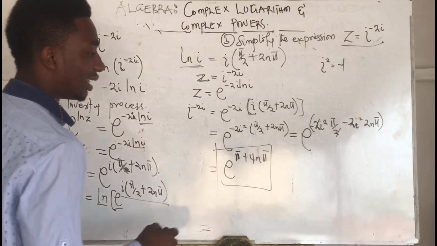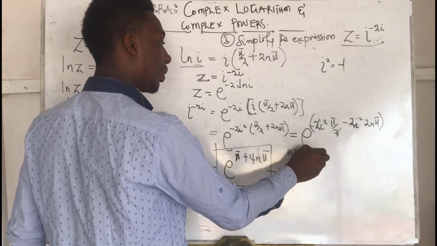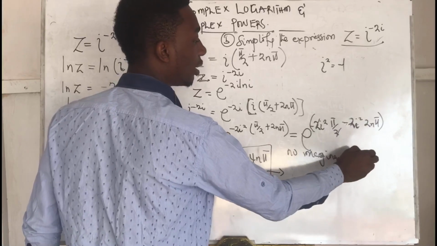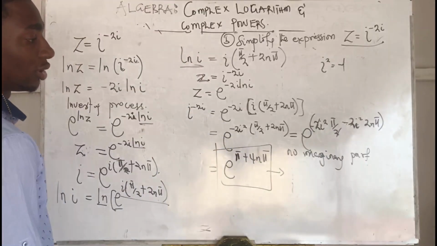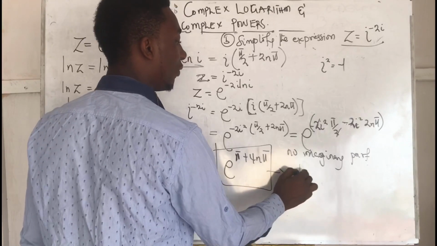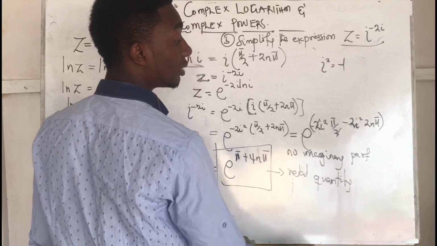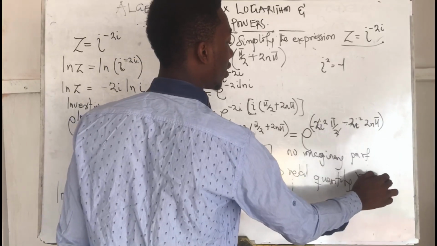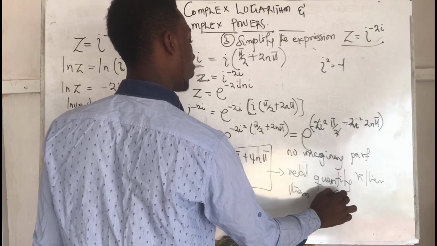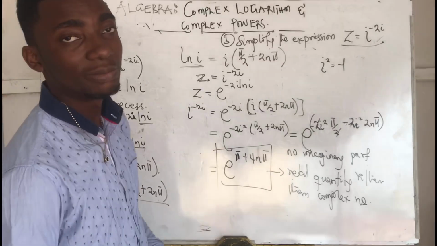So now what happens here is that you realize that with this very solution there is no imaginary part, because there is no i. Since there is no imaginary part, this expression is actually a real quantity alone, rather than a complex number. Thank you very much. Let's meet in other videos.